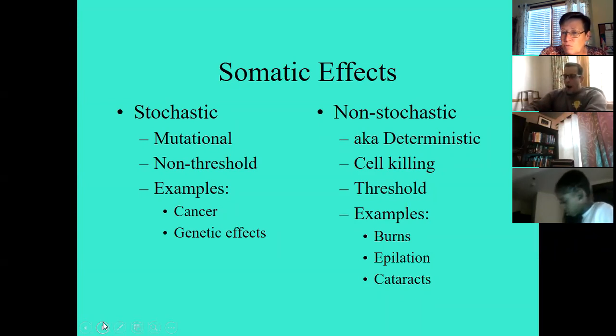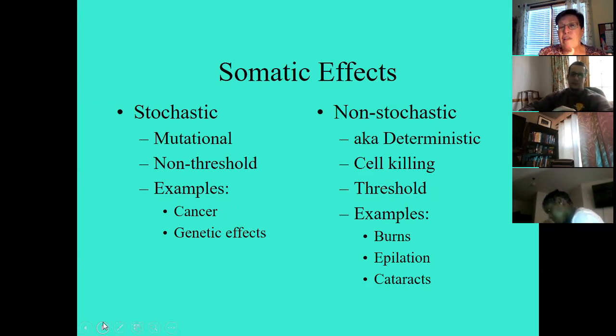Say another individual was exposed to 1 million photons to their liver. They're more likely or more probable to develop liver cancer than somebody who only received one photon. If you had another individual that received 1 billion photons to their liver, they would be the most likely to develop liver cancer because they had the greatest exposure.